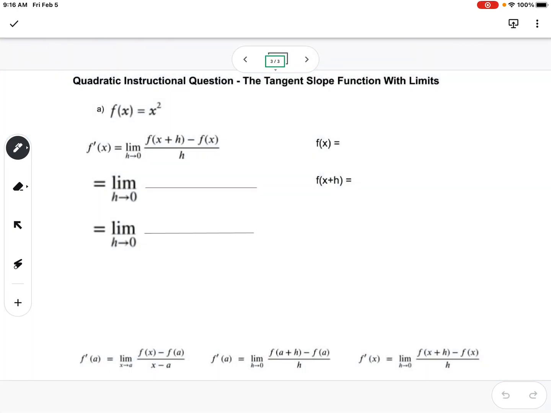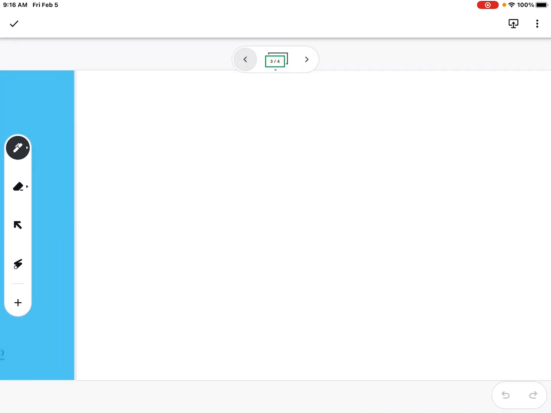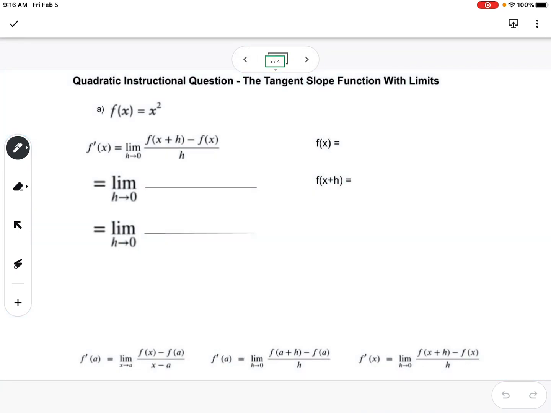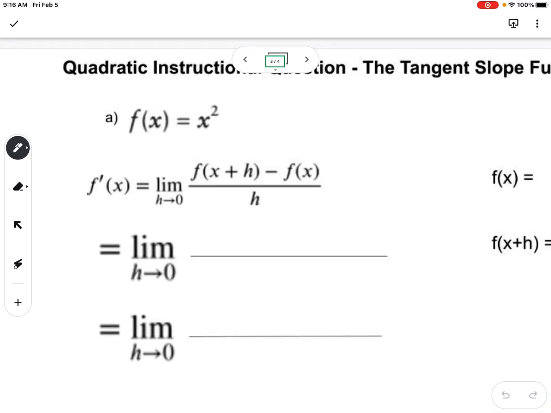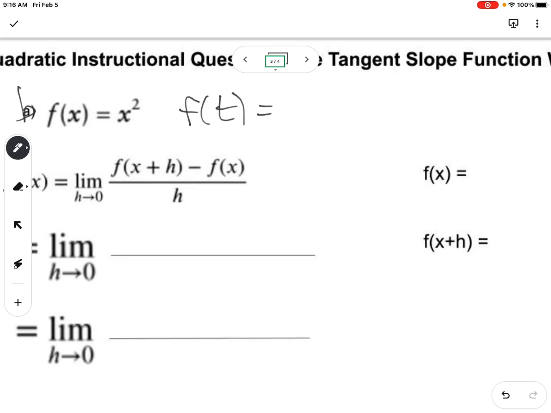And again, pause, rewind, go back over this. Oh, whoops, this is not the one I wanted. Okay, well, I somehow made a mistake there. I'll call this b. And for b, I'm going to do f at t equals 2t squared minus 3t plus 1. Okay, that's what I'm going to do.